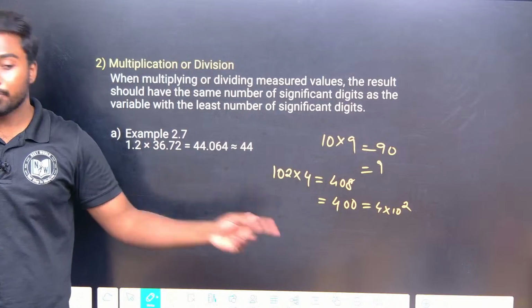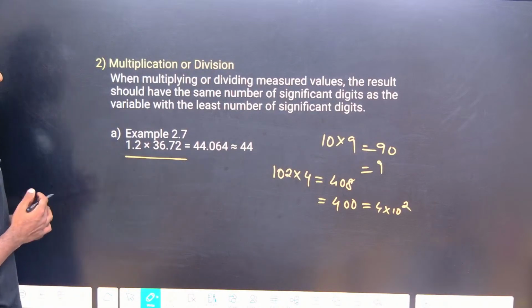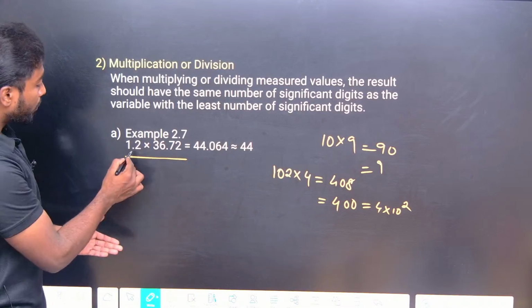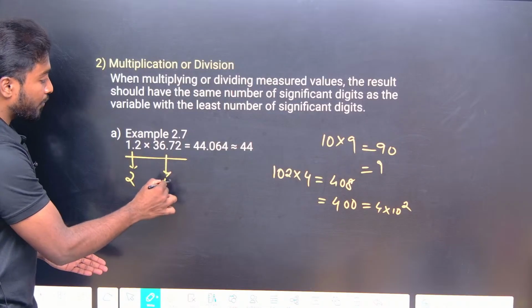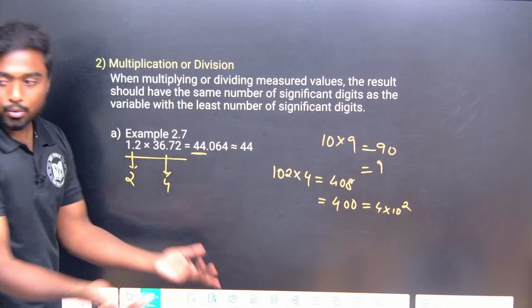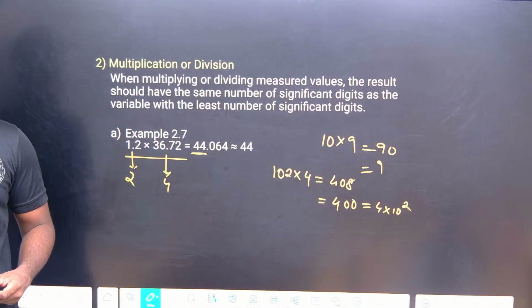Right now, the least significant figures I need to take. So for example, 1.2 into 36.72, I am getting around 44.064. Here 2 significant figures, here 4 significant figures, so round it off to 2 significant figures. The third number is 0, so no need to do anything. So 44 is the answer. Understood?